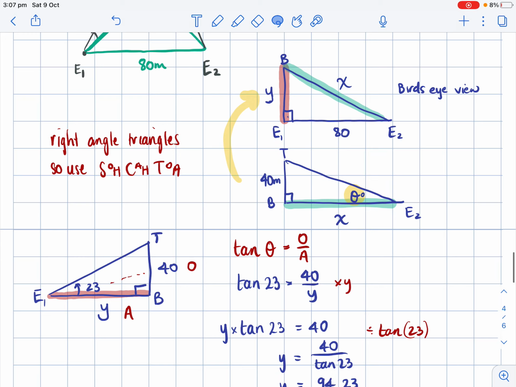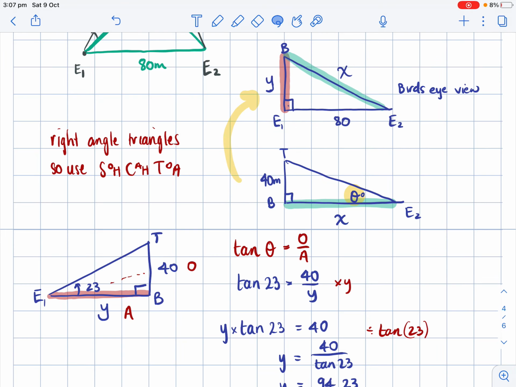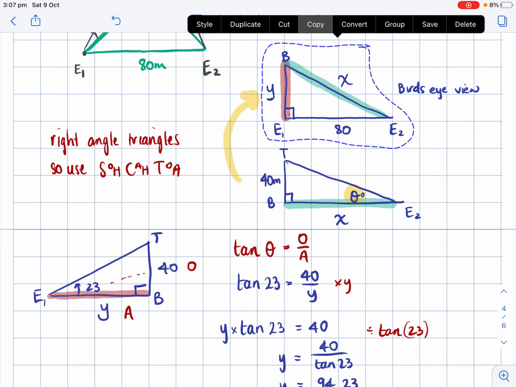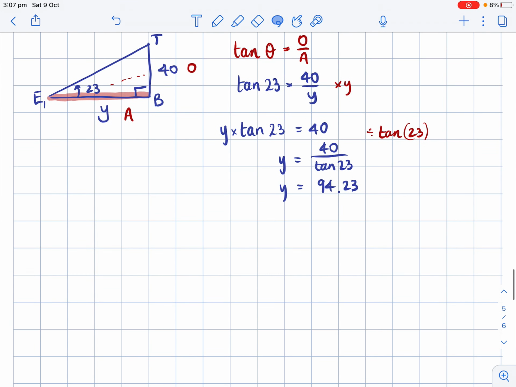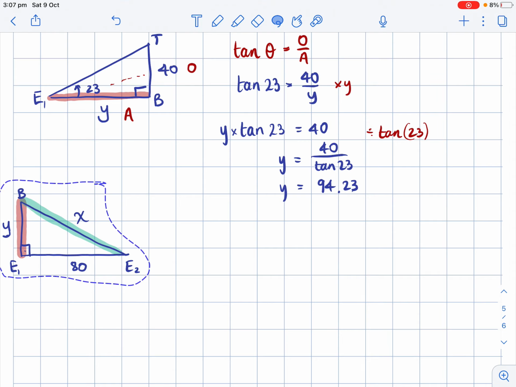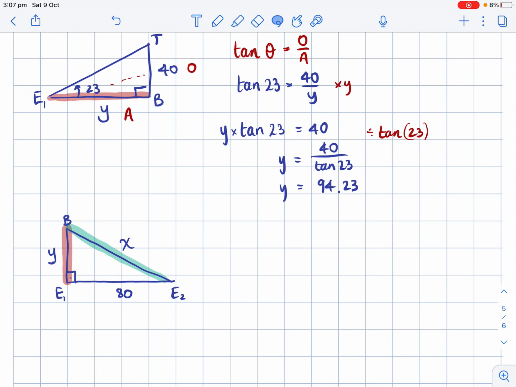Okay, so now that we've got y, that means that in this second diagram, I can actually take the y there and replace it with my new value. Let's just copy that. I think I moved the other one. Paste it. So now we've worked out what y is. I can stick it over here.